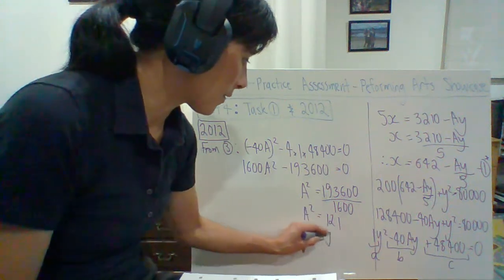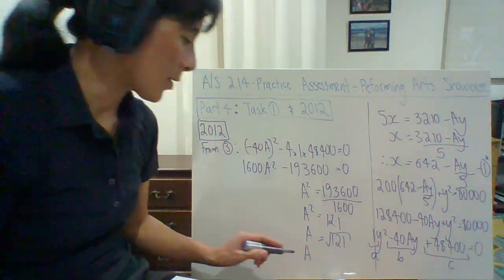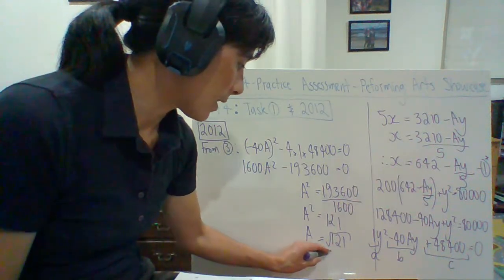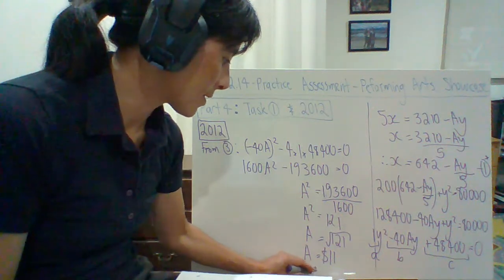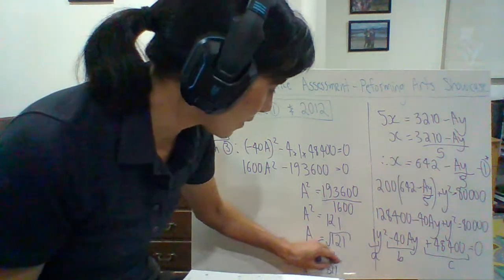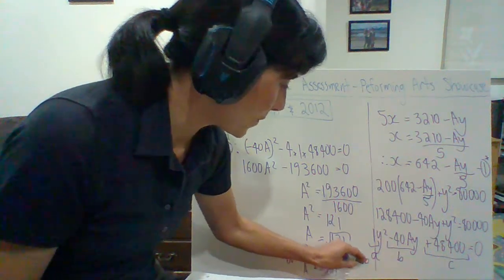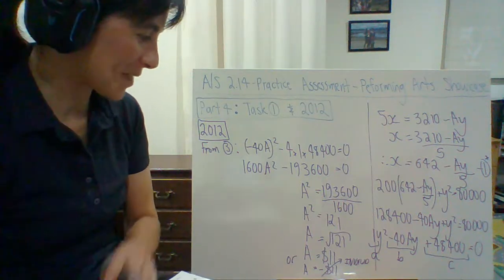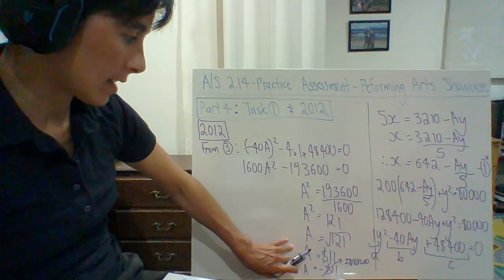So A then is the square root of 121, and you're going to get two solutions there, one positive and one negative. So either A equals $11 or A equals negative $11. Now obviously the negative $11 would be an invalid solution, because that would be crazy if you were actually paying someone $11 to come to the show. So therefore the correct solution is the adult ticket price is $11.